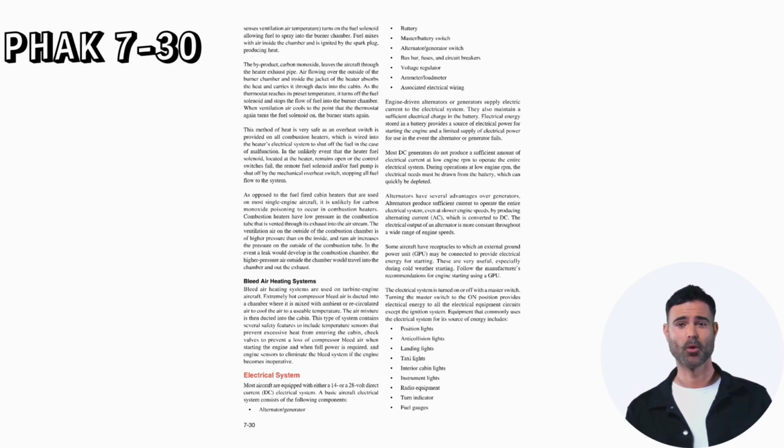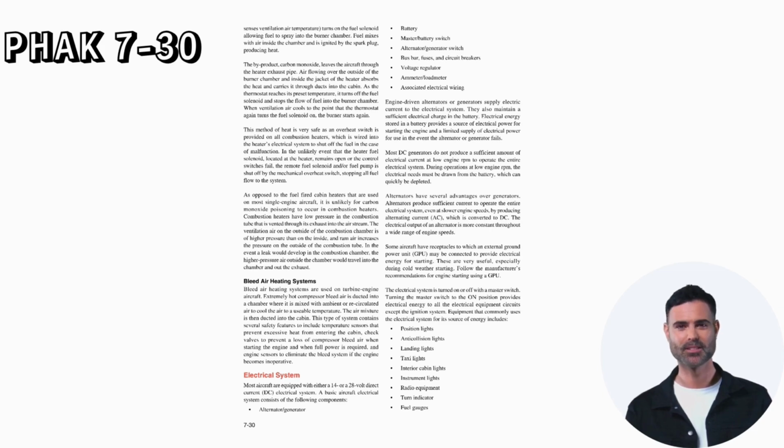Combustion heaters have low pressure in the combustion tube that is vented through its exhaust into the airstream. The ventilation air on the outside of the combustion chamber is of higher pressure than on the inside, and ram air increases the pressure on the outside of the combustion tube. In the event a leak would develop in the combustion chamber, the higher pressure air outside the chamber would travel into the chamber and out the exhaust.